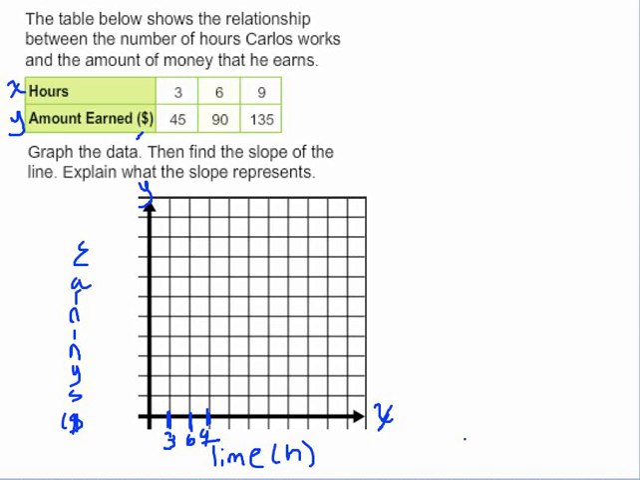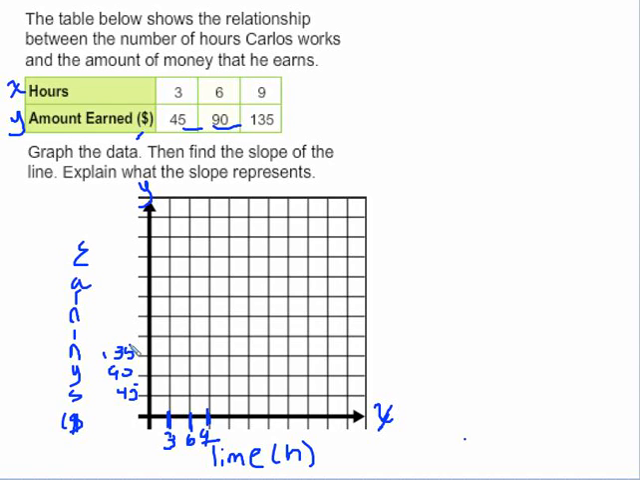Okay. So then I know my amount earned is going to be going up in increments of 45. I know that that's an increase of 45 and that's another increase of 45. So let's go 45, 90, 135.